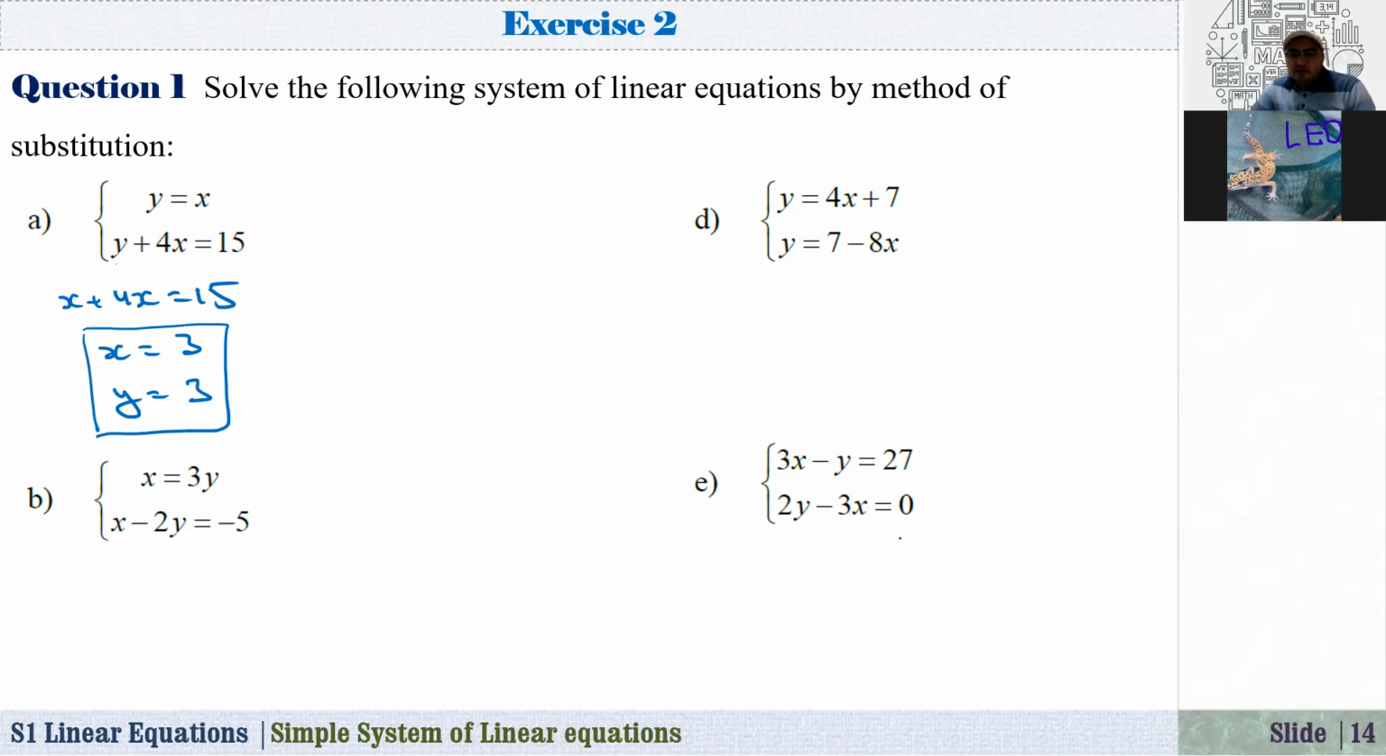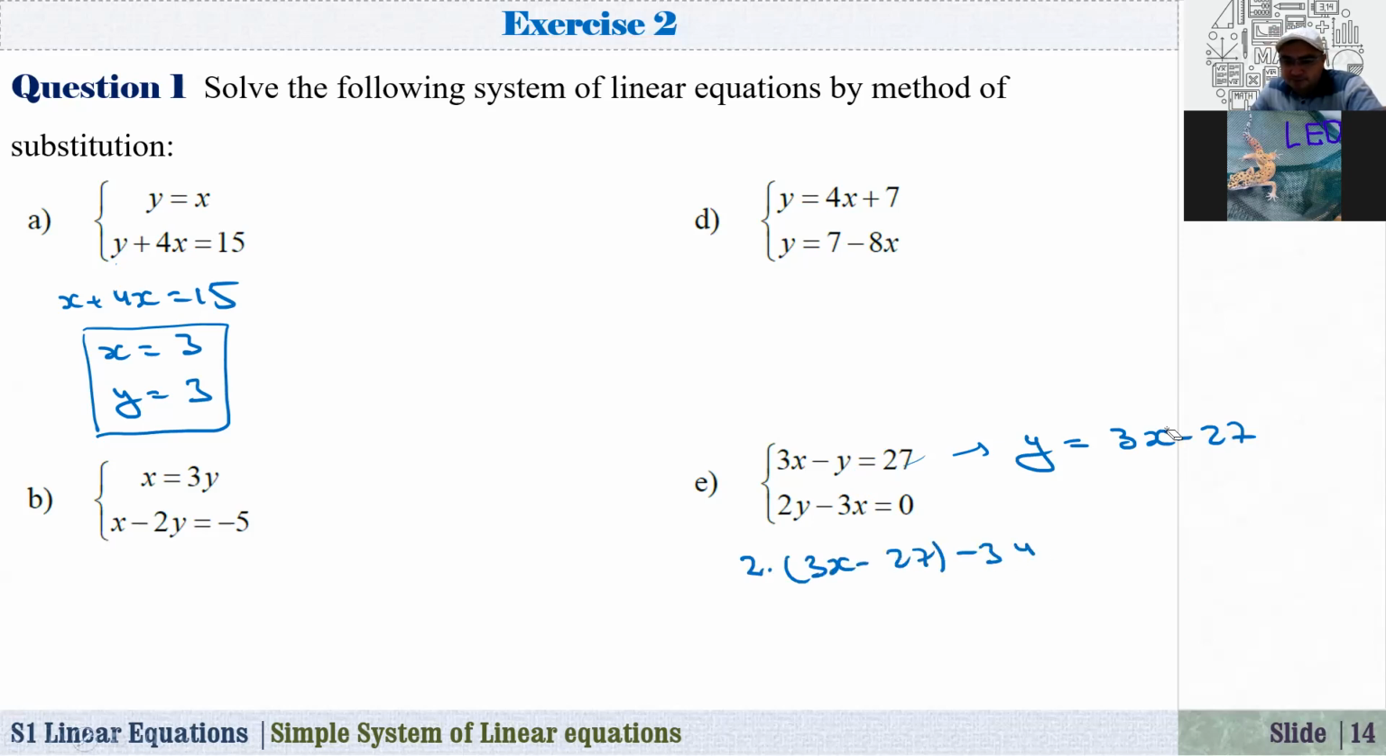And how about question E? Let's do question E. In question E, by substitution method, let me express y in terms of x using the first equation. Take y to the right-hand side, 27 to the left-hand side. So y is equal to 3x minus 27. Now substitute into the first equation. So here we have 2 times y. What is y? y is 3x minus 27.